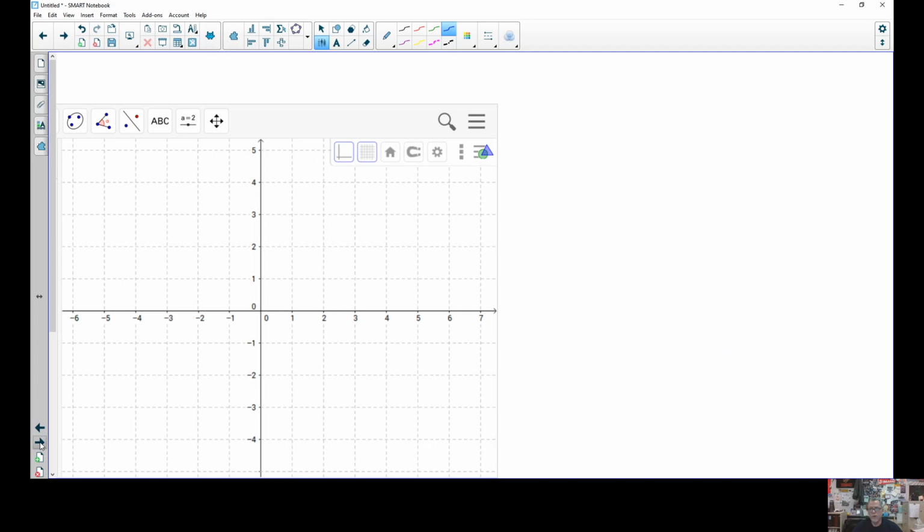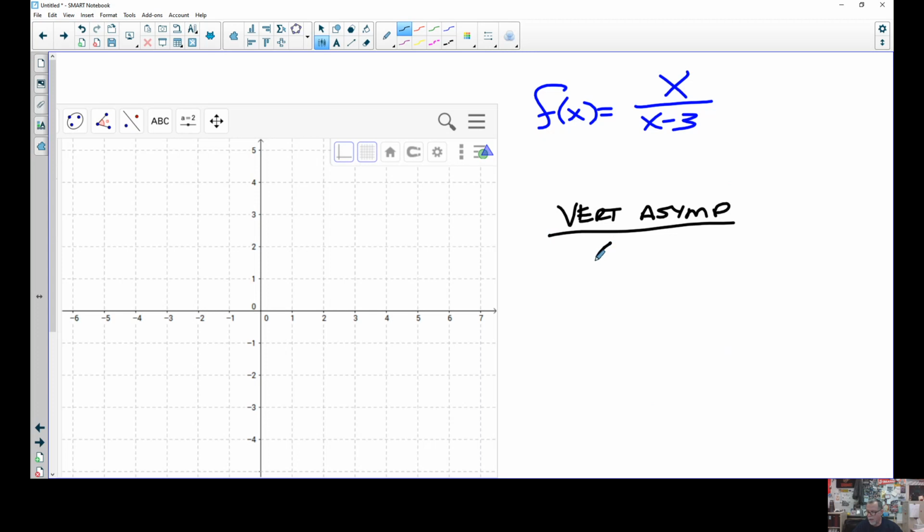Let's look at another function. All right, this is f of x equals x over x minus 3. Now looking at this, I think most of you would be able to say, I think at x equals 3, we're going to have a vertical asymptote. And you would be right. A vertical asymptote is going to happen at x equals 3. So at x equals 3, I can draw a vertical asymptote.